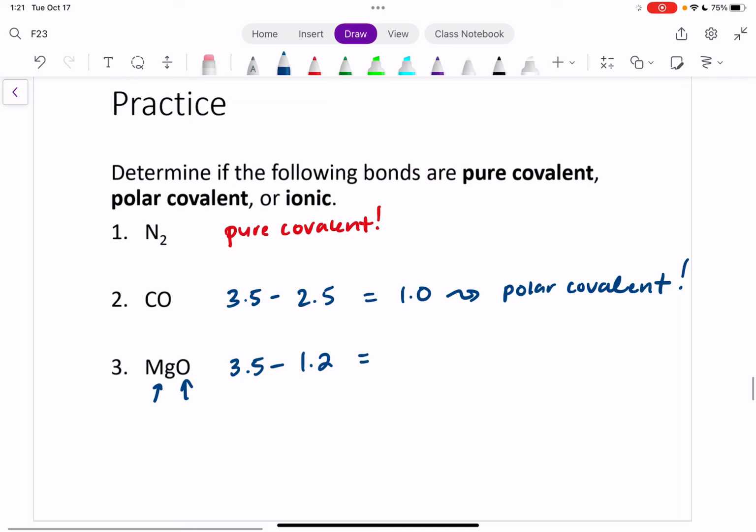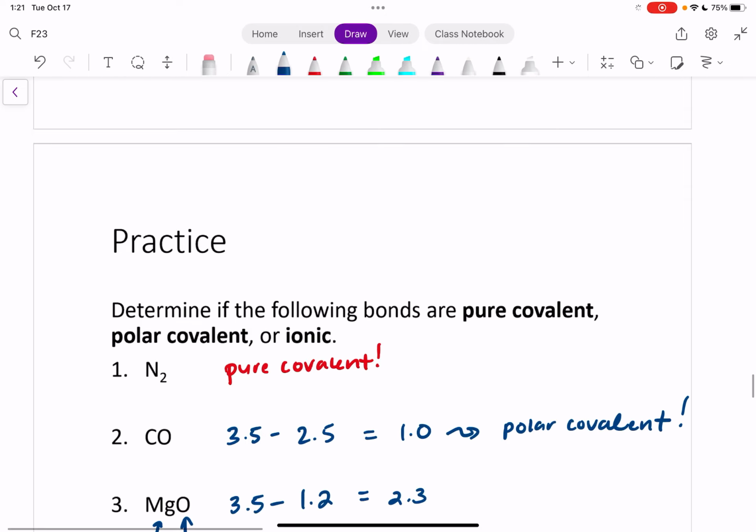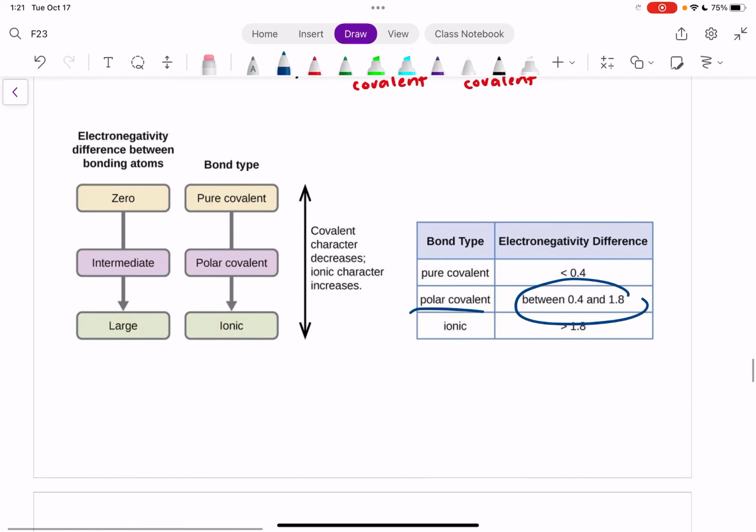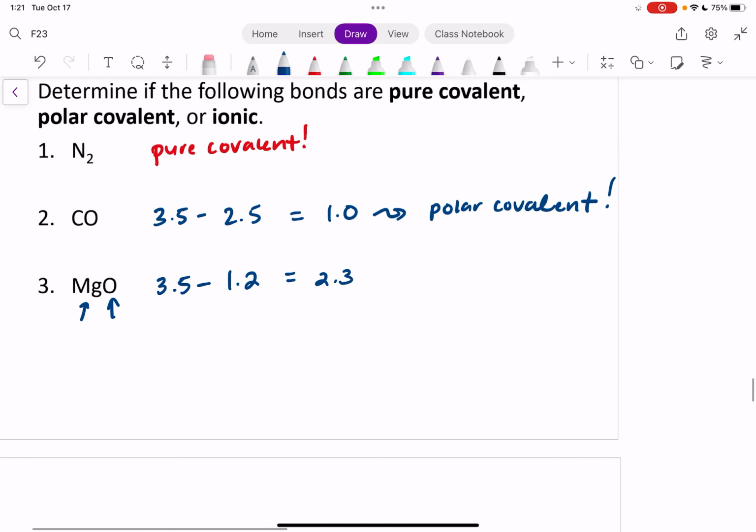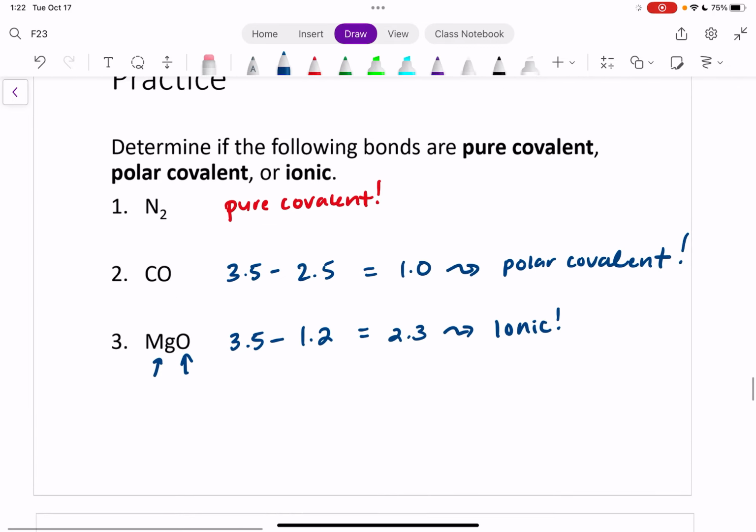So that's going to give us a 2.3 electronegativity difference, which is pretty high. Let's just double check with our chart. Yeah, 2.3 is way greater than 1.8, so that's definitely going to be ionic, which checks out, right? Non-metal plus a metal.